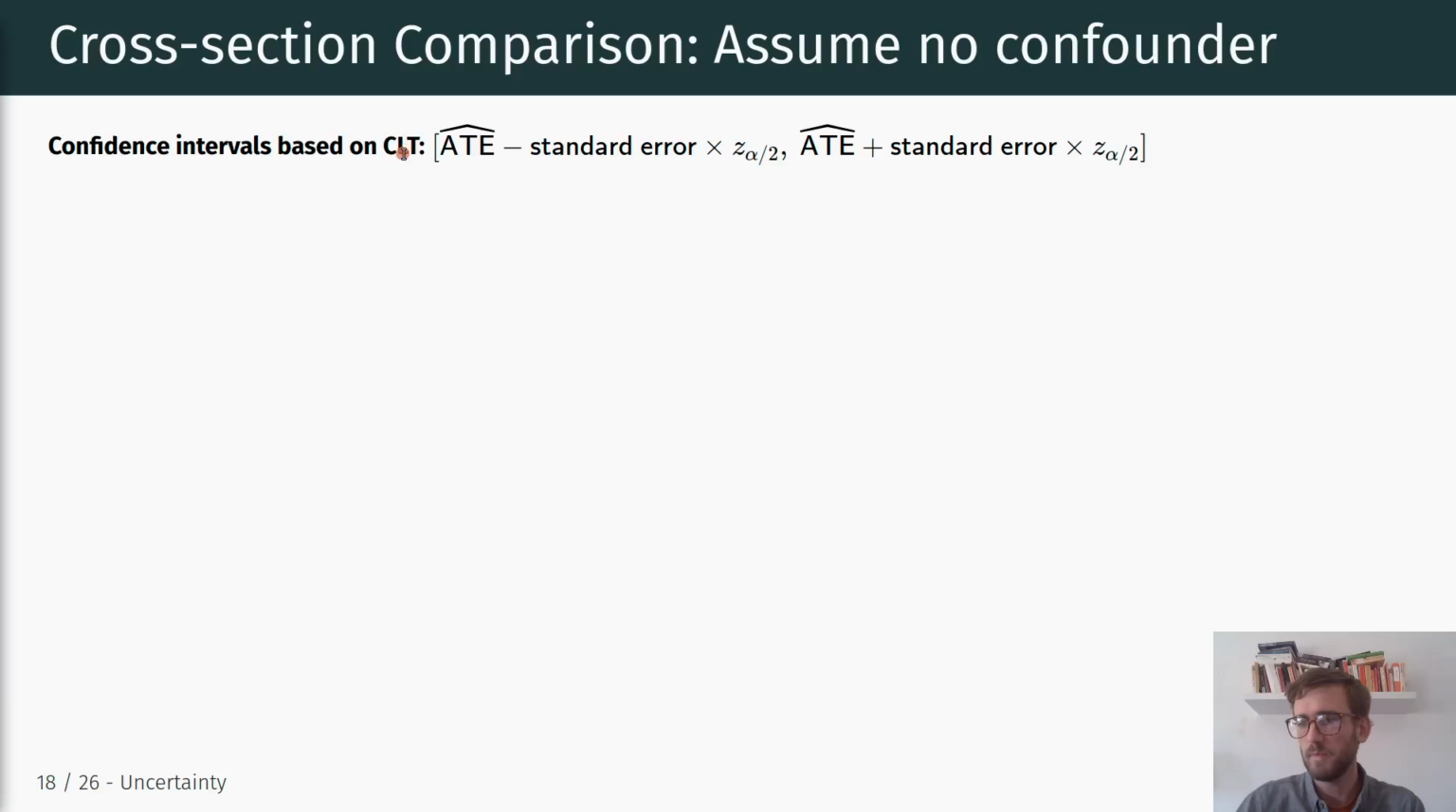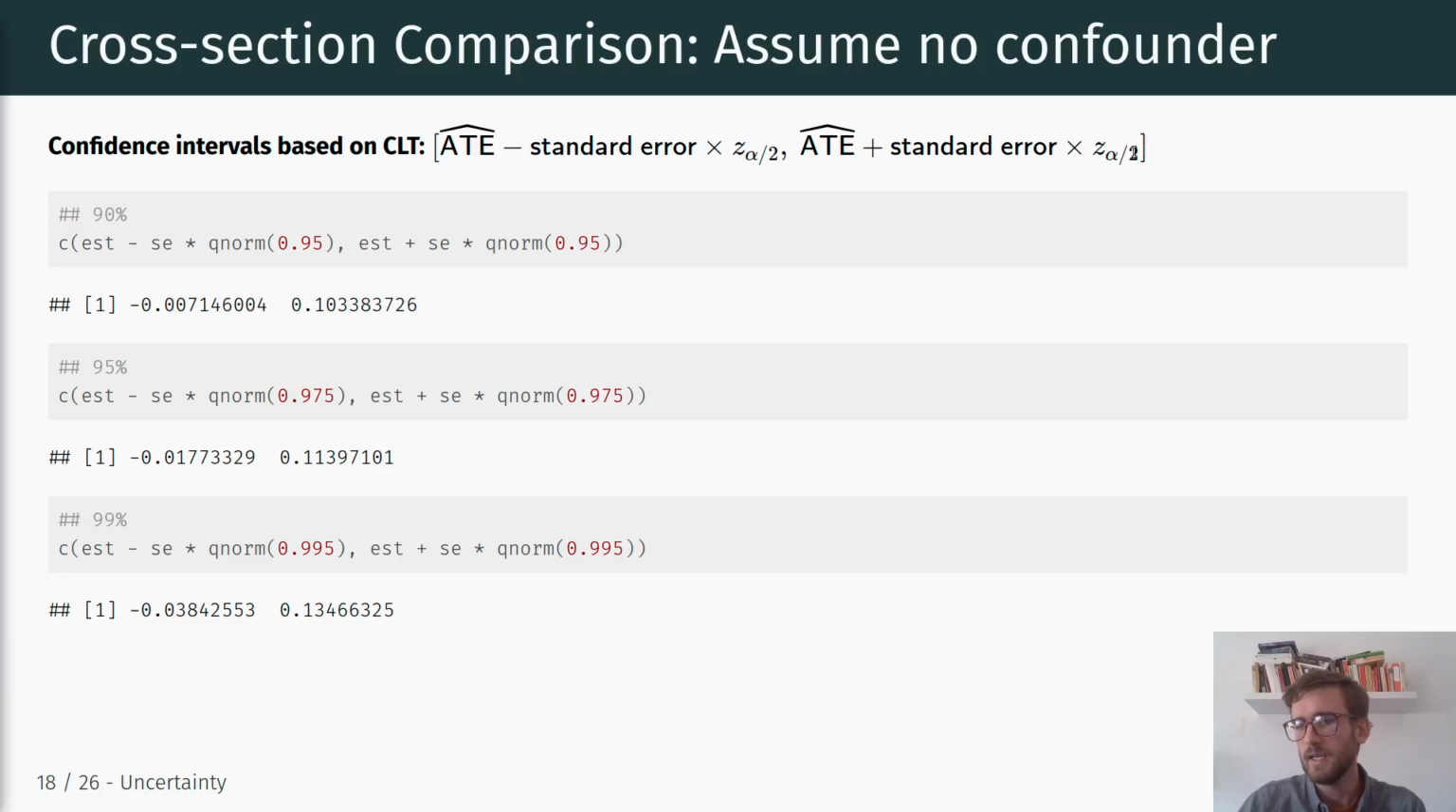Okay, so that means, how can we compute the confidence intervals? Again, this is now based on the central limit theorem. We take our average treatment effect, the point estimate that we have, and we subtract the standard error that we computed times our critical value. For a 95% confidence interval, of course, that's 1.96, and we add the same product to the average treatment effect for the upper bound of the confidence interval, right?